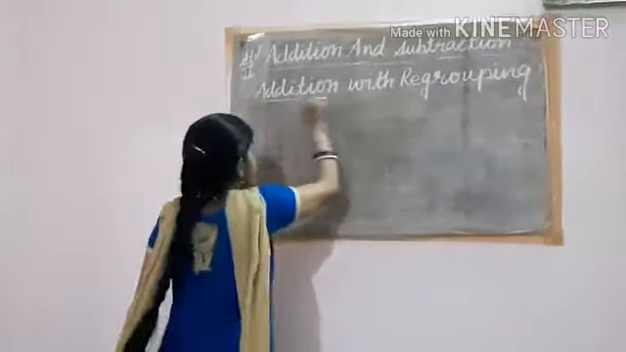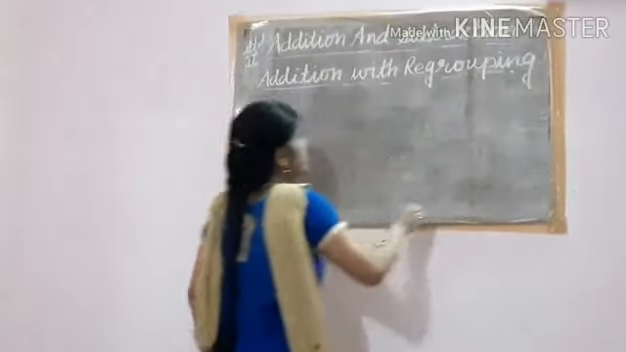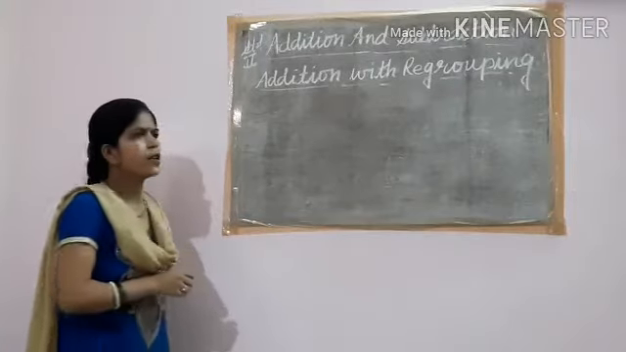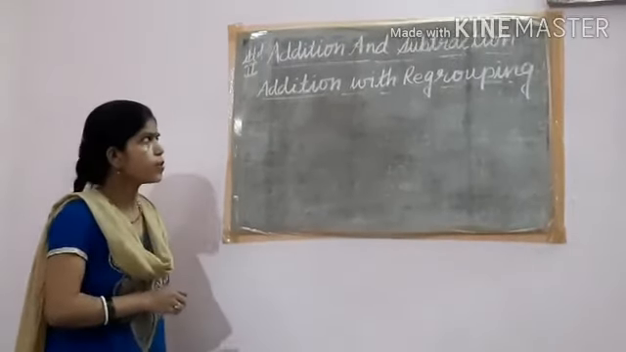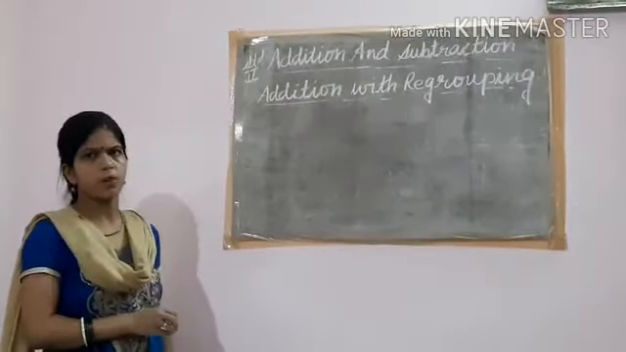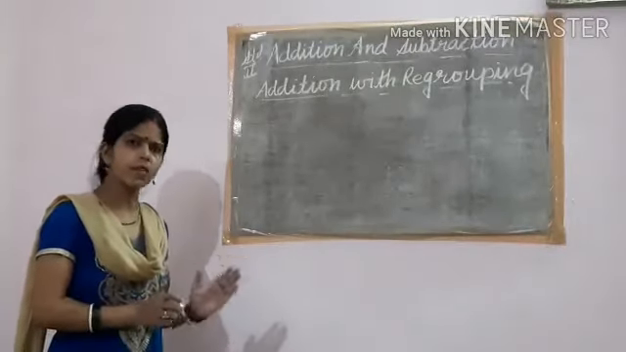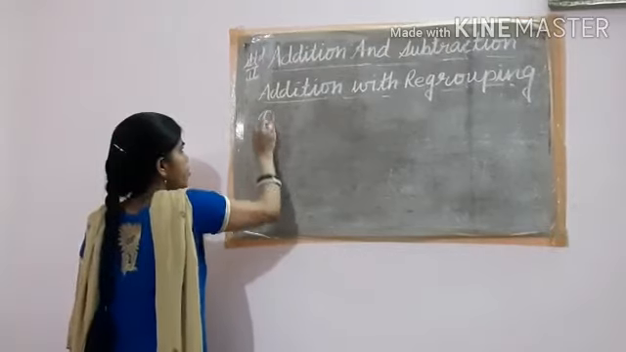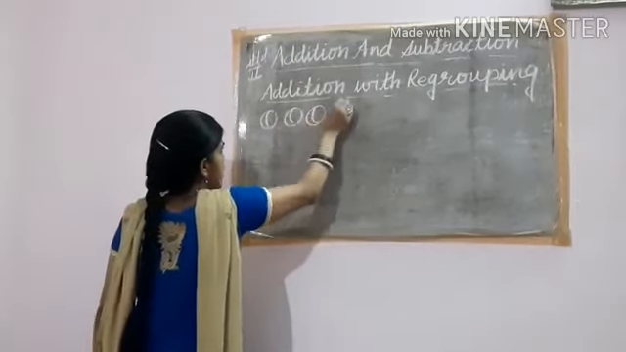Addition with regrouping. So what is regrouping? Moving the numbers from one column to another column, shifting. Actually, the number we are not going to change. One example I am showing you. Suppose I have 13 balls.